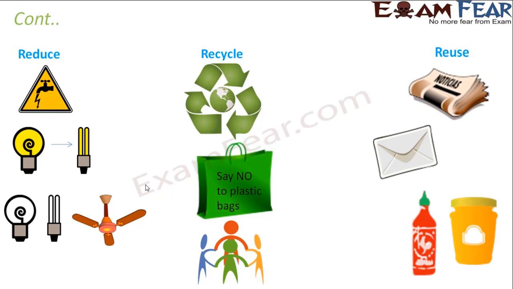Reuse. For example, newspapers which come to our house. Once we have read the newspaper, it is not needed that we throw them off. We can make use of the same newspaper for making envelopes or things like that. We can use the same jam bottles when it is empty to store something else. So we need to take care of these 3 R's for a good and healthy environment.